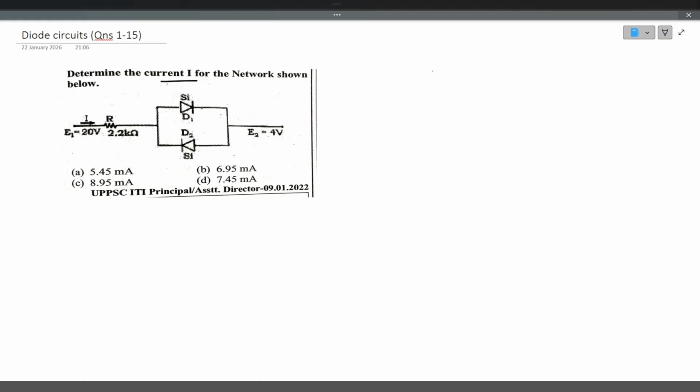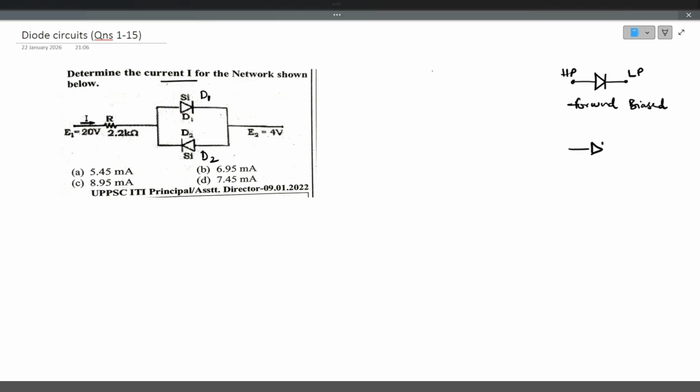If you observe the diagram, we have two silicon diodes, D1 and D2. In a PN junction diode, when the P type is connected to higher potential and the N type is connected to lower potential, the diode is said to be forward biased, and it starts conducting, acting as a closed switch.